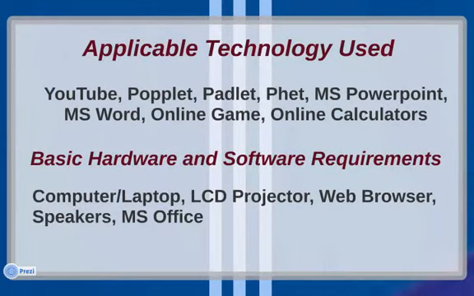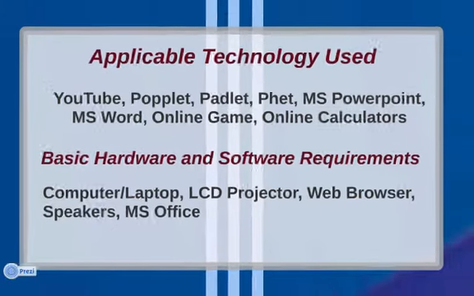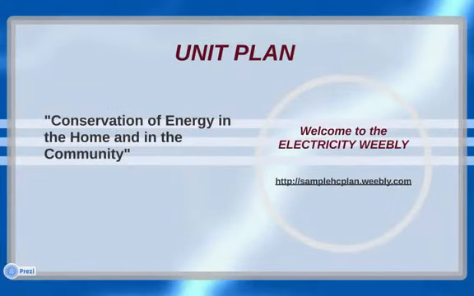The tools used are the following: YouTube, Poplet, Padlet, PhET, MS PowerPoint, MS Word, online game, online calculators. And the hardware and software needed are the following: computer or laptop, LCD projector, web browsers, speakers, and MS Office. Basically, just MS Word and MS PowerPoint. Now, this unit plan also aims to promote conservation of energy in the home and in the community.